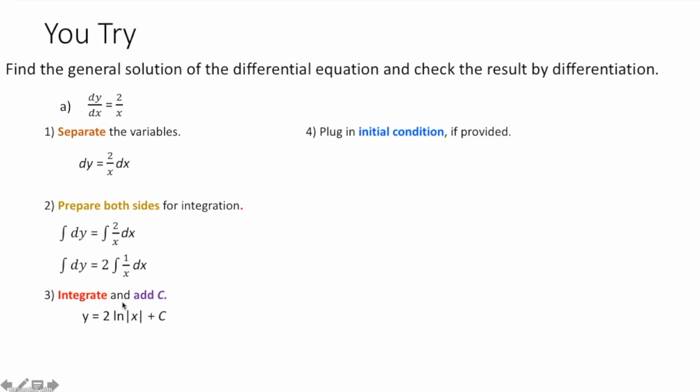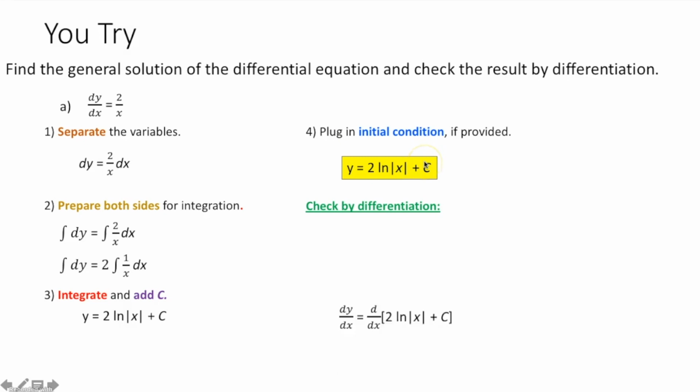Now again, did they give us an initial condition? f of 0 equals 2 or something like that? No. Therefore, we just leave our general solution as our answer. We can then check our answer by taking the derivative of both sides with respect to x. Over here, this is going to become dy/dx. Here, when I take the derivative of 2 ln of x plus c, the 2 comes out front by the constant multiple rule, and the derivative of ln of x is 1 over x. So 2 times 1 over x is 2 over x, which is exactly what we started with, so we got the correct answer.